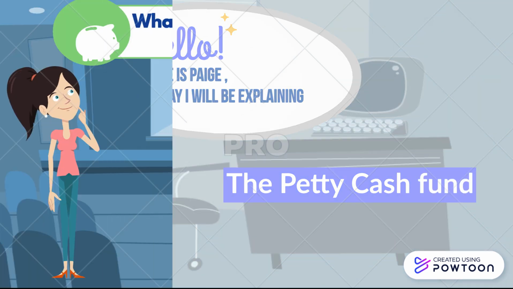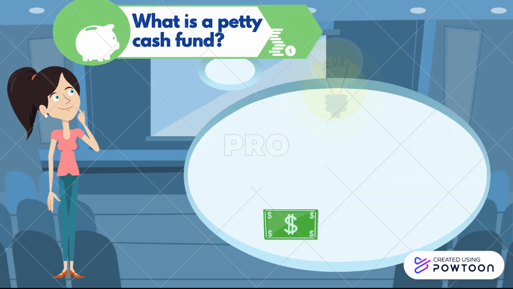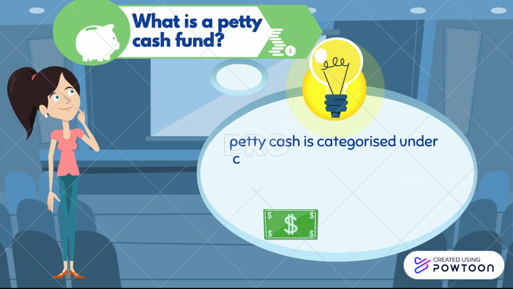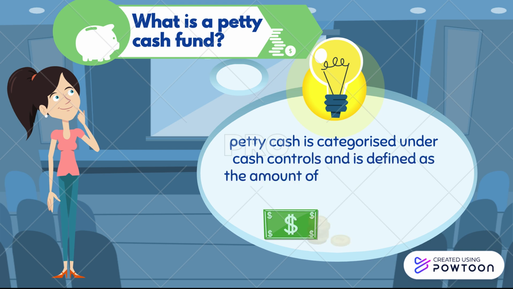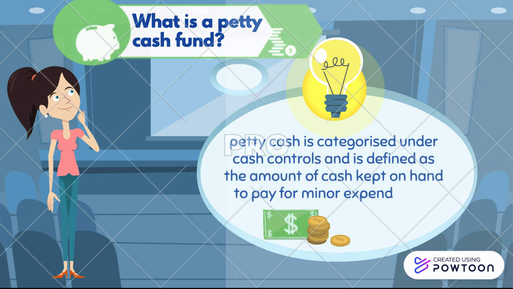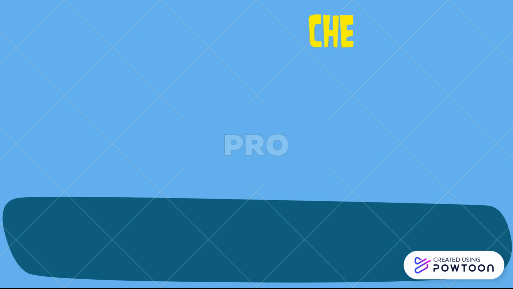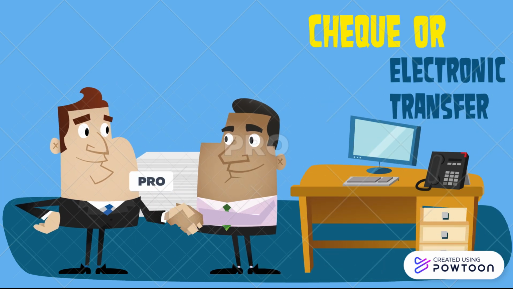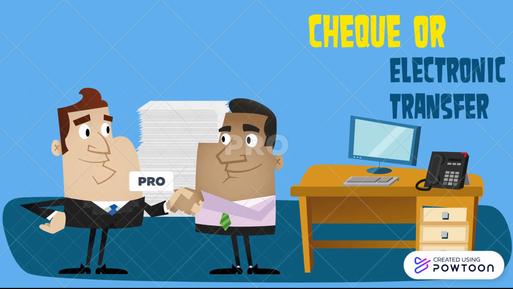Cash fund. To start off with, what is the petty cash fund? Petty cash is categorized under cash controls and is the amount of cash kept on hand to pay for minor expenditures. In some instances, businesses require all cash payments to be secured with an authorized check or via electronic transfer.